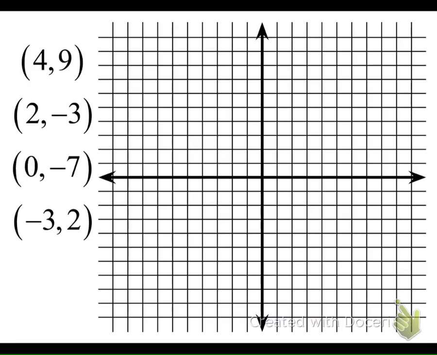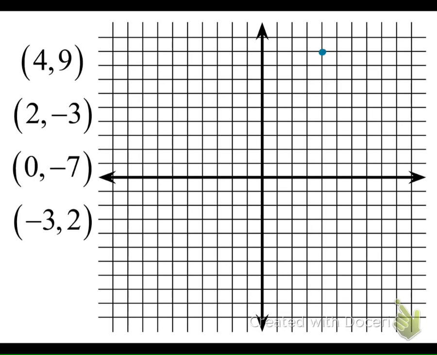So go ahead and flip over to the back. Now we have our ordered pairs, and all we have to do is plot the points. So for the first point, our x value is 4, so I'm going to start at the origin, and I'm going to go to the right 4, and then y is equal to 9, so I'm going to go up 9. I think that's 9. Yeah.